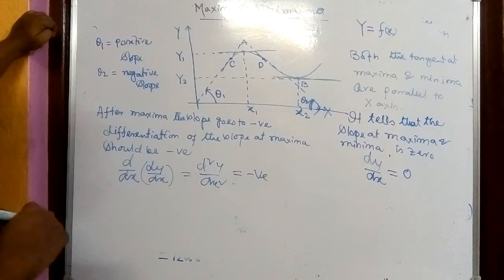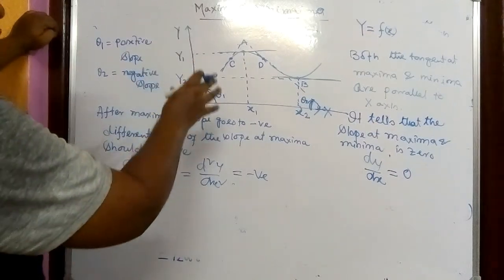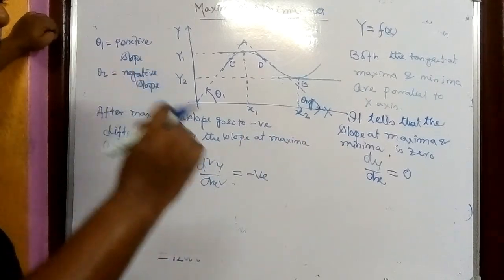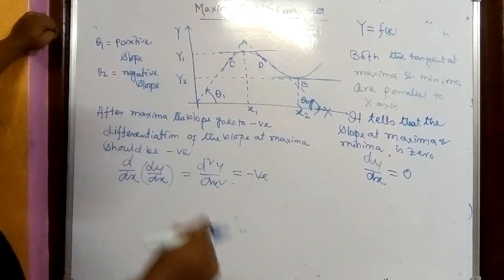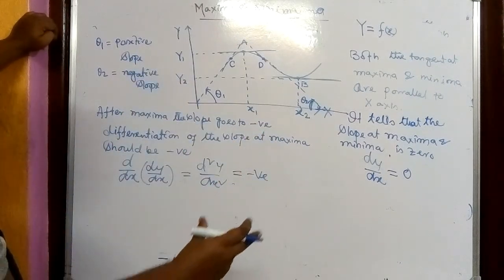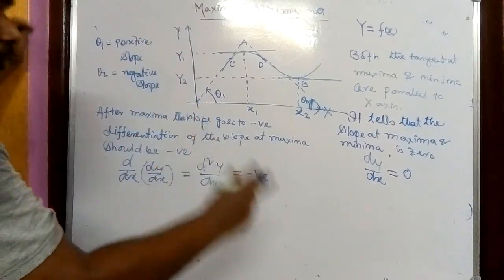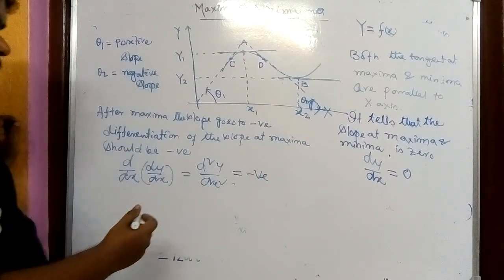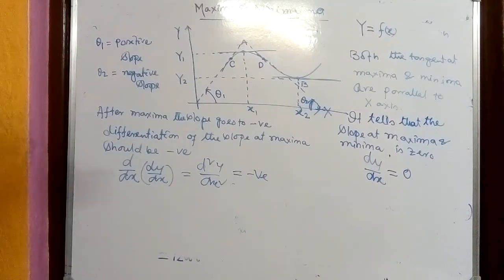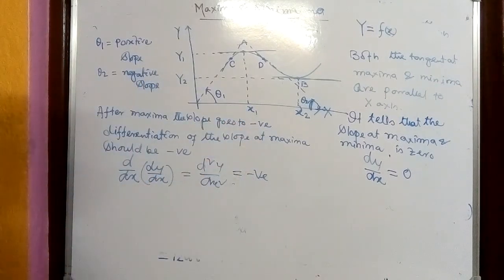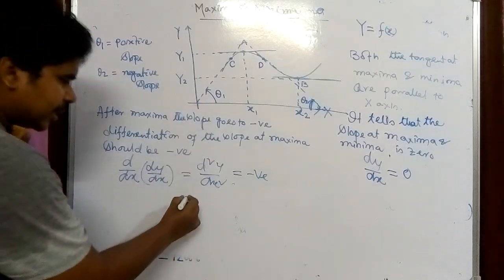So if I get a function, first we have to do the differentiation dy by dx, and make it 0, and find the point where dy by dx is 0. Now whether it is maxima or minima, for that reason we have to differentiate again, and if after differentiation it comes negative, then at that point we will get maximum. I know you are not able to understand what I have told, so let's see an example.